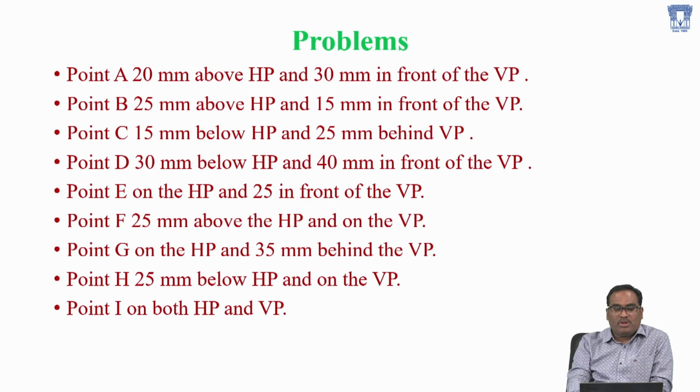Now we'll go to the problems. First problem: point A, 20 mm above HP and 30 mm in front of the VP. Second problem. Okay, so these are all different problems. You have to draw projections keeping the distance between the projectors, let's say 20 or 25 mm. Okay, 20 mm, let's say. Now I will go to the AutoCAD window.